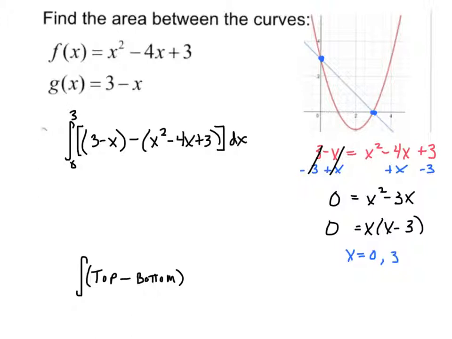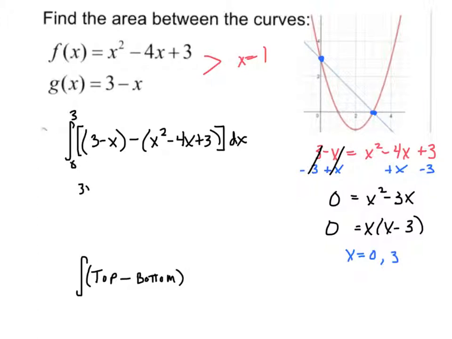Now, if you, again, didn't have a graph, what I would do is plug an intermediate value, something between 0 and 3 into these two. Maybe evaluate at, I don't know, x equals 1. So you plug in 1, you say 1 minus 4 plus 3, and 3 minus 1, and you find out that the line gives you a larger value, so it must be the top function. Okay.